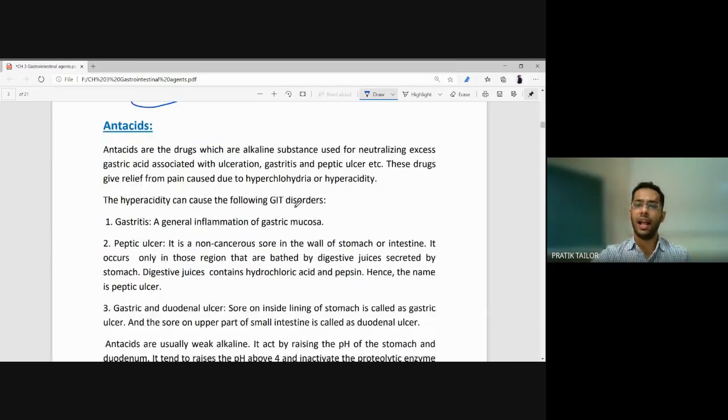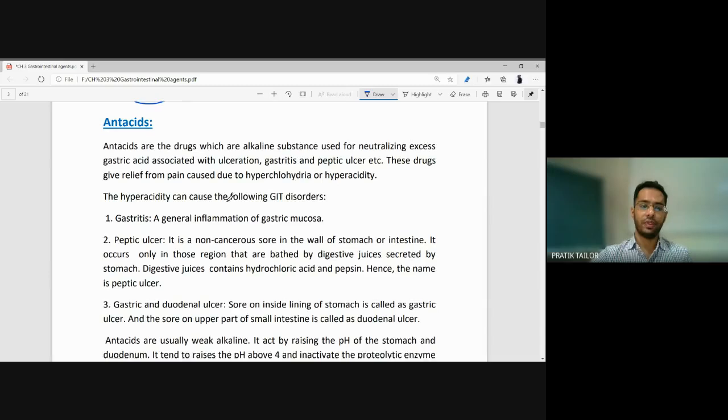Now the second category that we have learned is antacids. Antacids are alkaline substances used for neutralizing excess gastric acid, which is associated with ulceration, gastritis, and peptic ulcer. It means if the acid is in more amount, it can cause effects like ulcer production and inflammation, that is gastritis, and it can lead to ulcer. That is why we neutralize the excess gastric acid in the patient suffering from hyperchlorhydria.